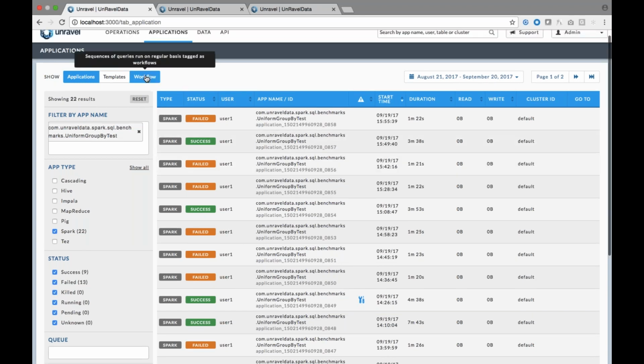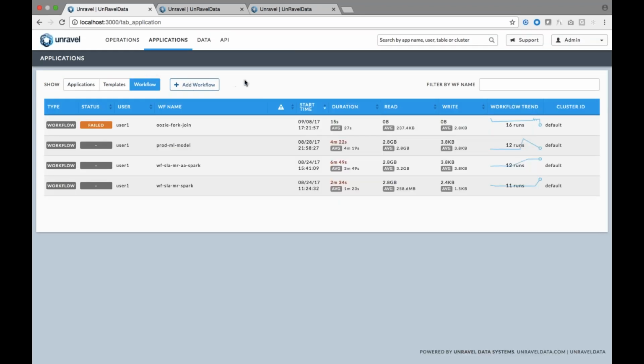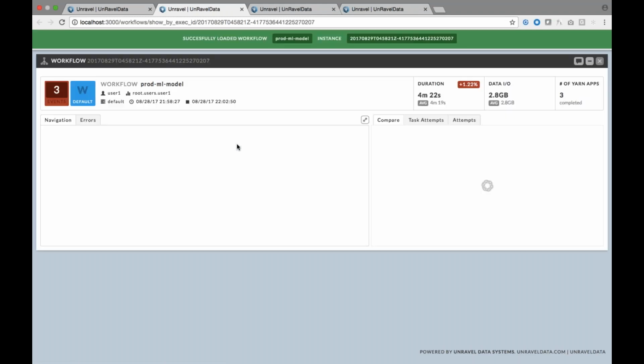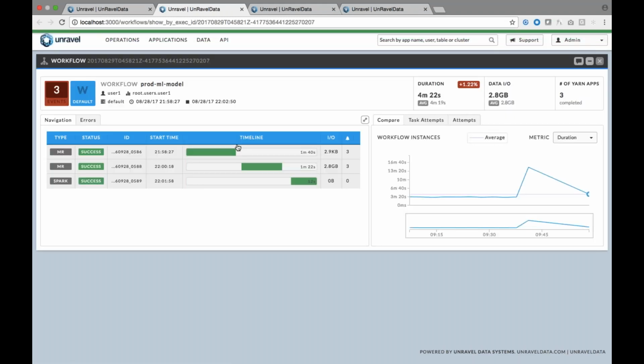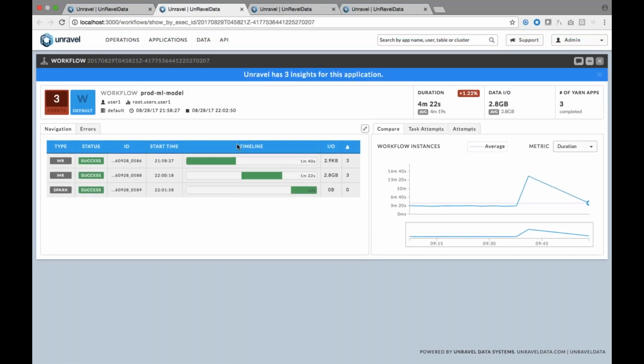Now, a lot of the time, production applications are pipelines. They're pipelines consisting of multiple components. So Unravel has a feature where it can automatically detect pipelines running on a cluster. And as I said, sometimes they're scheduled by Oozie, Airflow, Control-M, Tidal, Autosys, right?